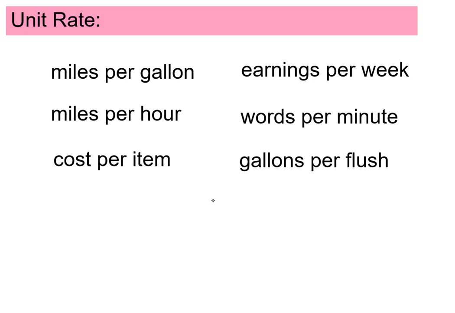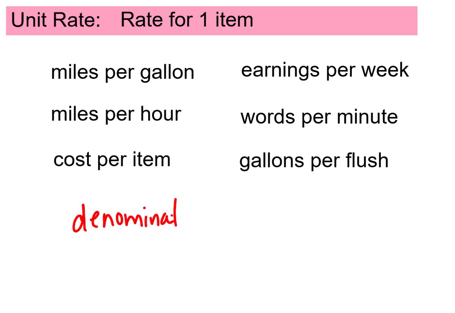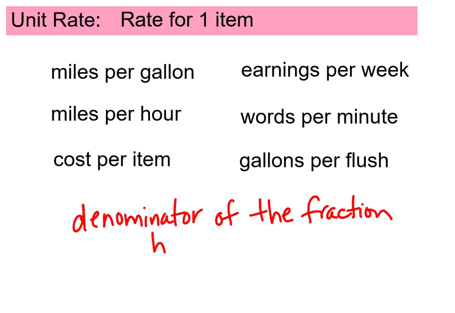Now there's a specific rate which is called a unit rate, and what that unit rate is referring to is a rate for one item. So when we want to know the rate for one item, the denominator of the fraction has to equal 1. Okay, that's important, so that we're showing that it's a unit rate.